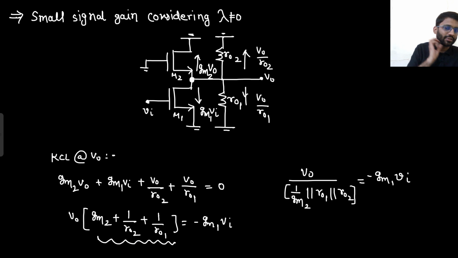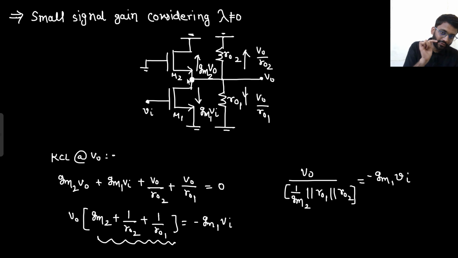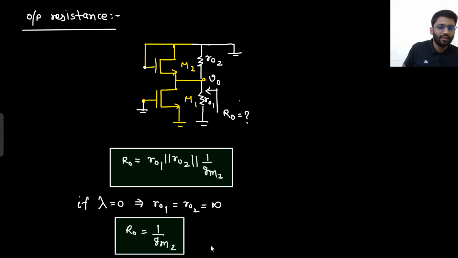Then we saw the small signal gain considering lambda not equal to 0, that means r0 is present, r0 is not infinity. So if r0 is not infinity, what can we do? We can simply apply KCL. Upward current, downward current, outward currents all equal to 0, then we found the gain was minus gm times a parallel resistance. There was a second approach as well. From this vo node, we could see 1 by gm2 parallel with ro2 parallel with ro1, and the current was gm1 vi. So from there as well, we could find the gain.